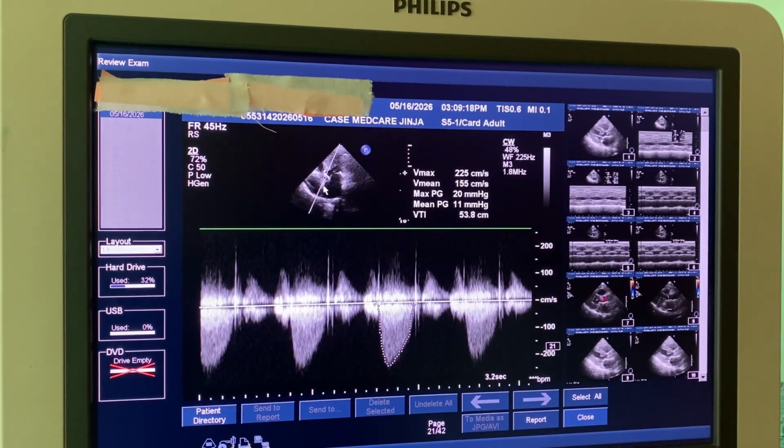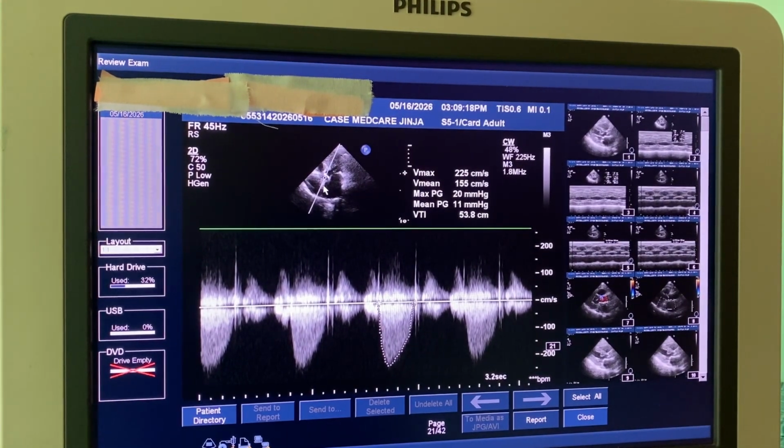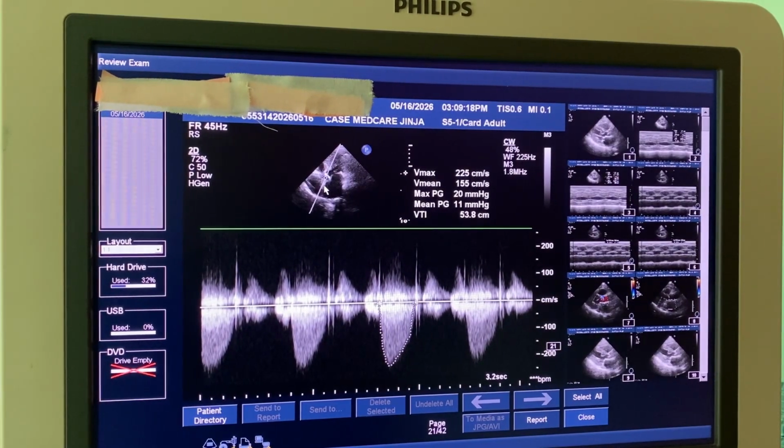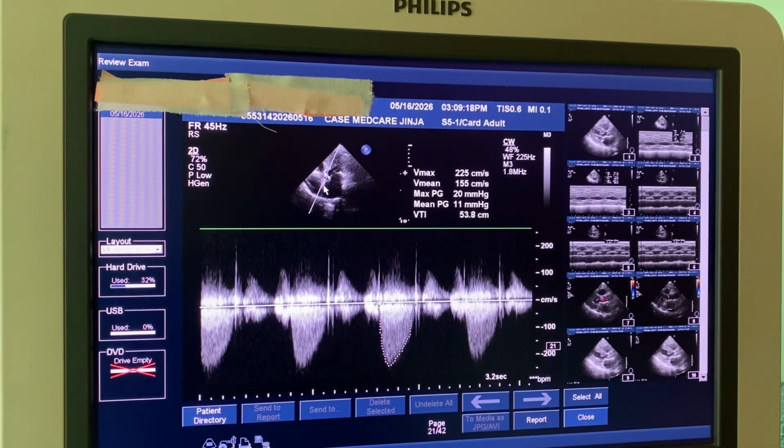Low flow, low gradient AS with reduced ejection fraction is number one. But the ejection fraction was normal, meaning it is not that one. So we are having here low velocity, low flow, low gradient AS with the preserved ejection fraction. We end up going for two.